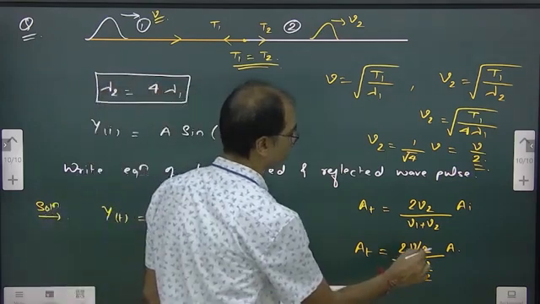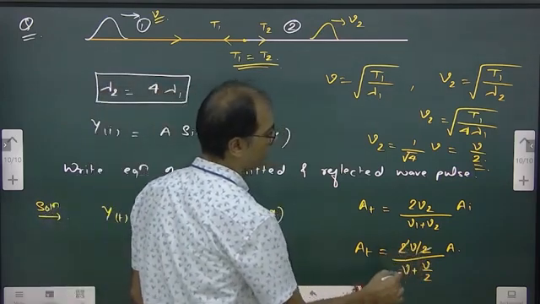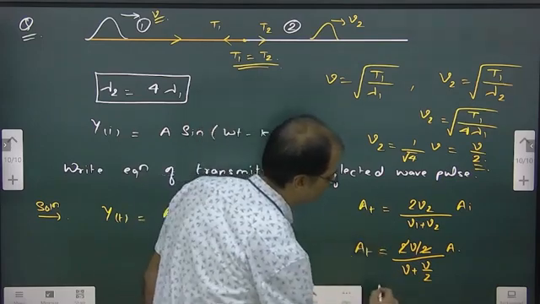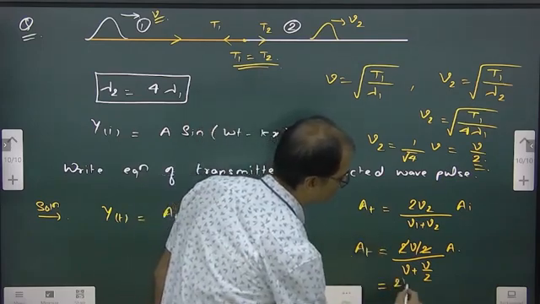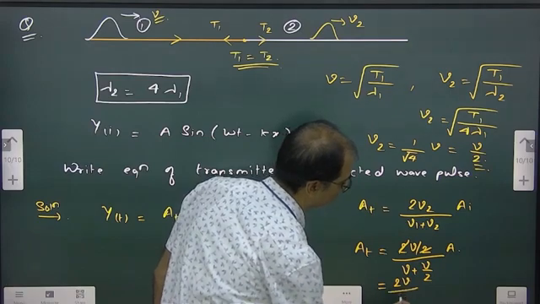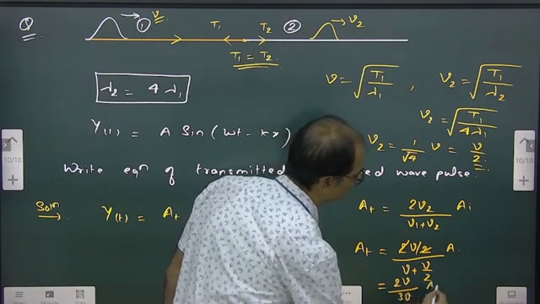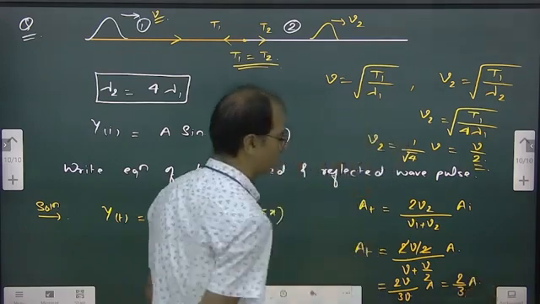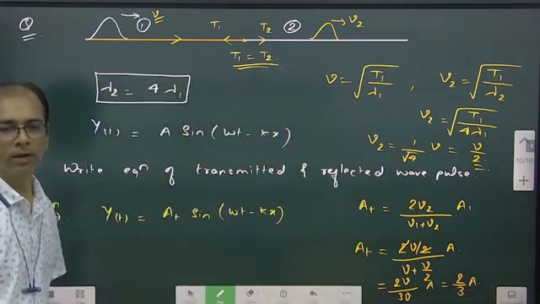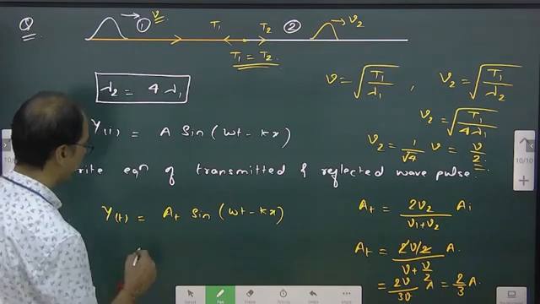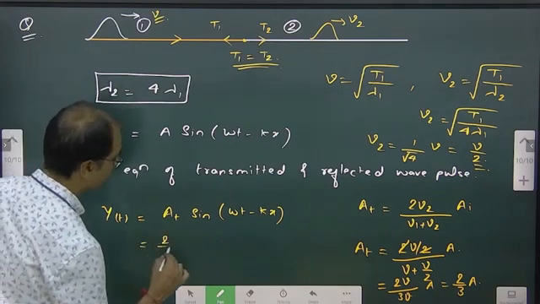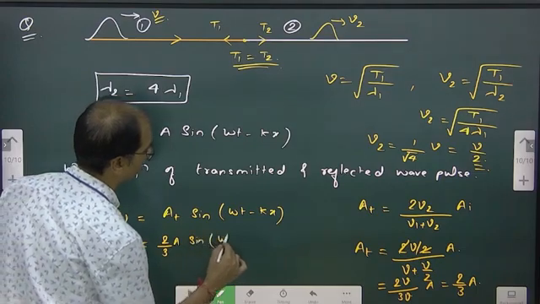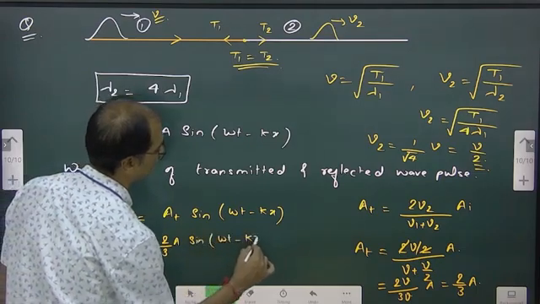This 2 and 2 get cancelled first. V by 3v by 2. 3v by 2 means 2 will go up. So 2v by 3v into a, that means 2 by 3a. The transmitted wave's amplitude is 2 by 3a. So we can write this as 2 by 3a sine omega t minus kx.